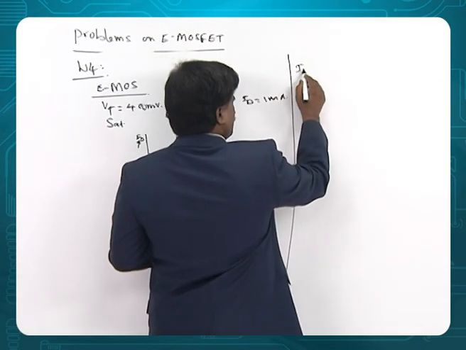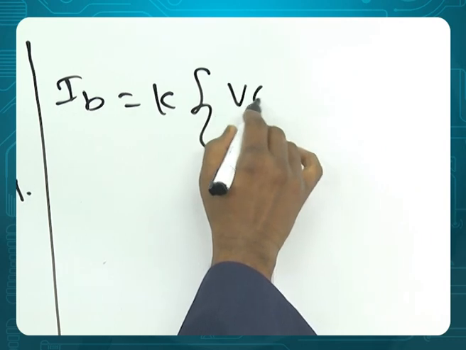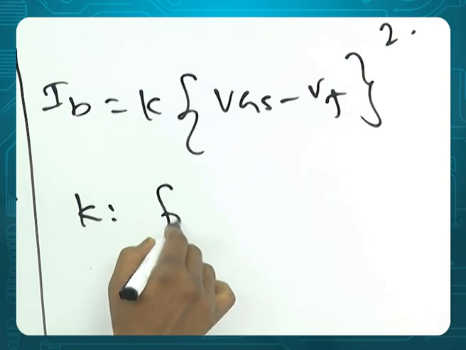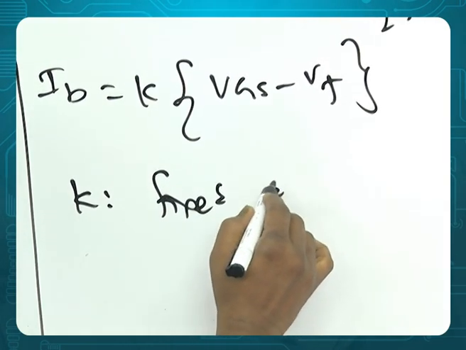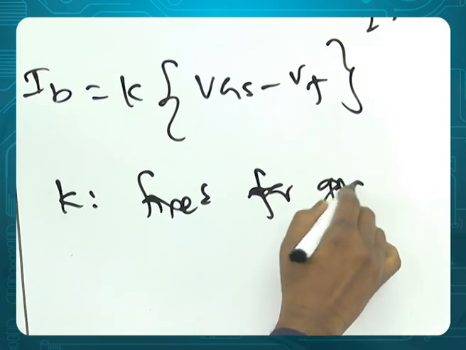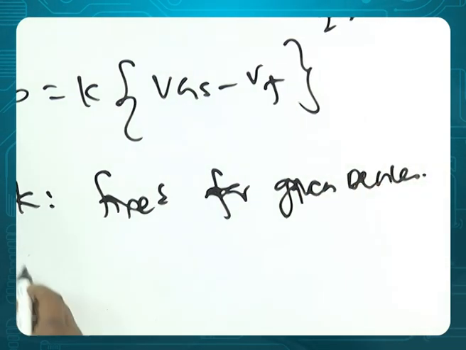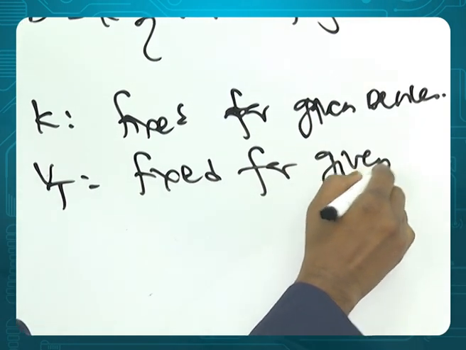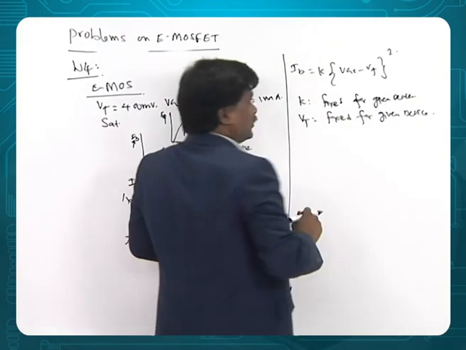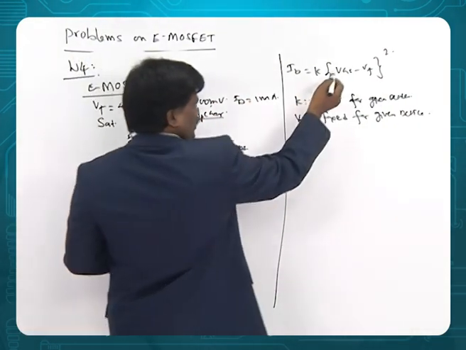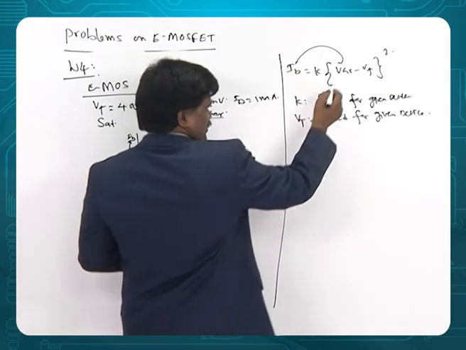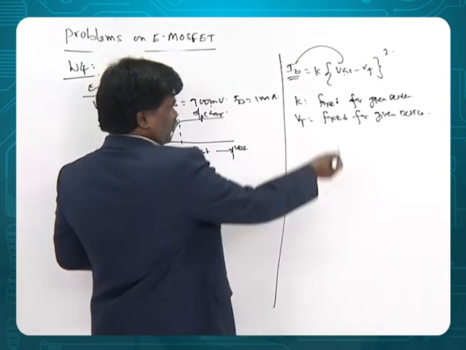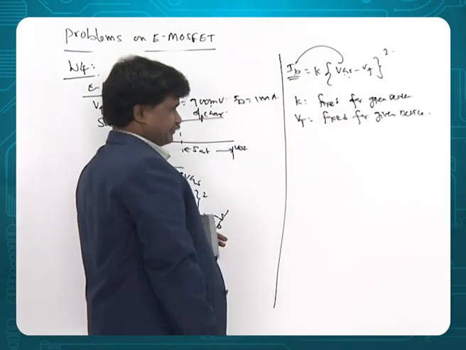Now ID is equal to K into VGS minus VT square. Please remember K is fixed for a given device, and VT is also fixed for a given device. Now what is changing? Only these two are changing. As voltage is changing, ID is changing. That's why FETs are called voltage controlled devices.